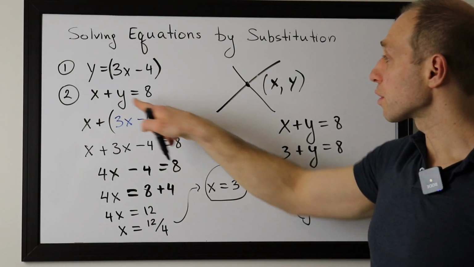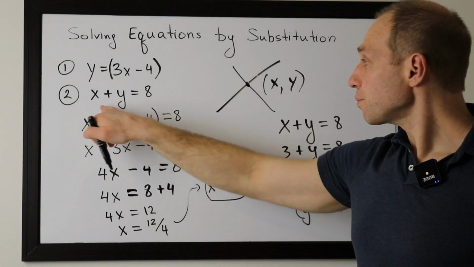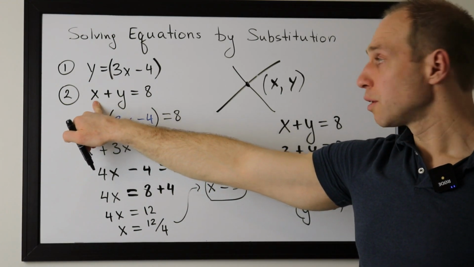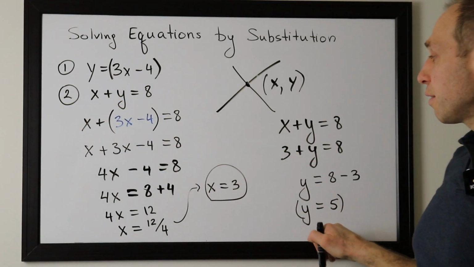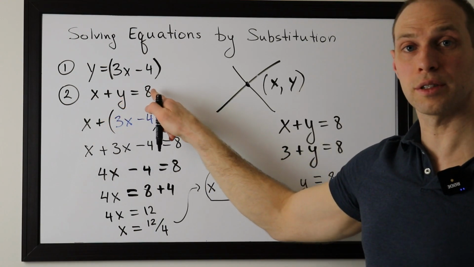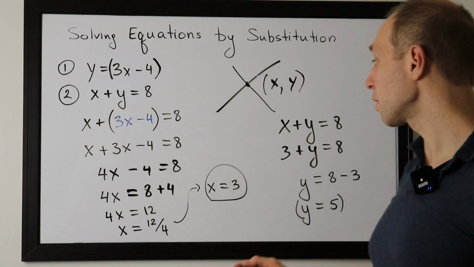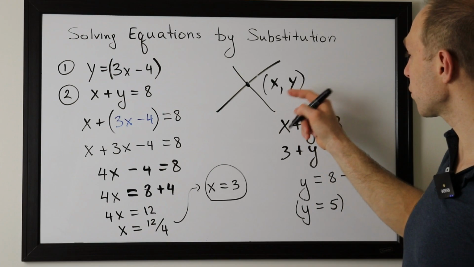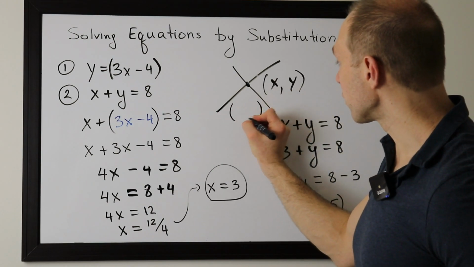Let's see if it actually works in our second equation. x, which is 3, plus y, which is 5. 3 plus 5 is 8. So we know automatically that our answer is correct. Don't forget to write your final answer in this form.